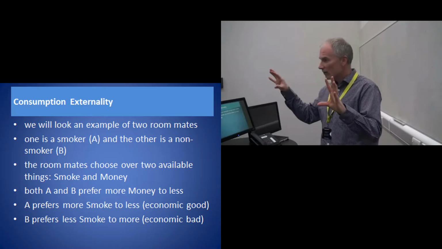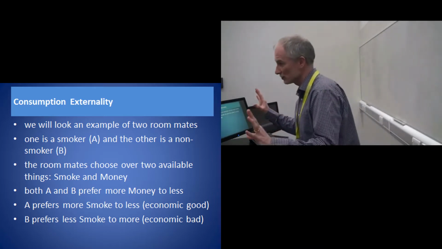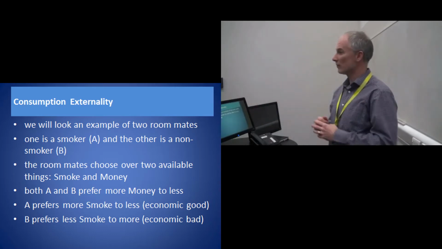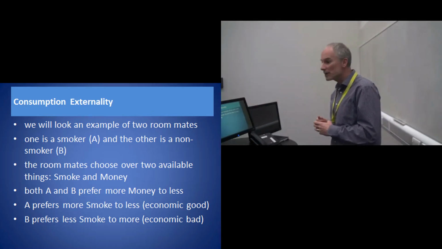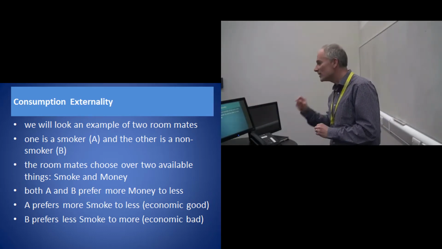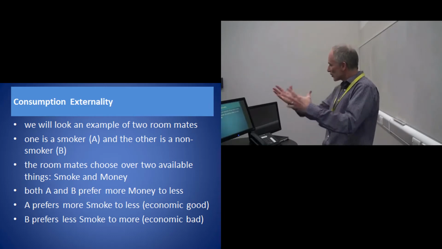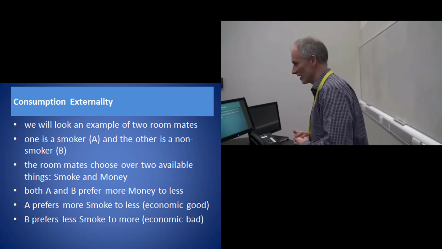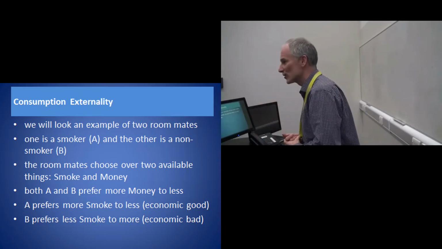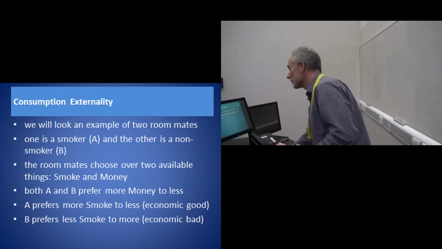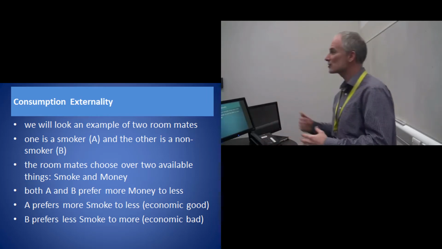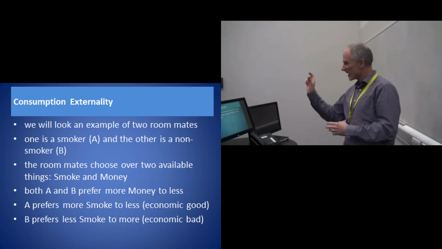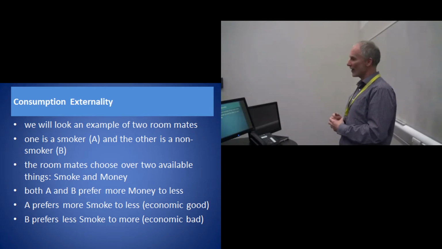Now, Person A and Person B are inherently different. Person A is a smoker. Person B, roommate B, is a non-smoker. So straight away, you can see some sort of conflict is going to occur. And the externality, as you can imagine, arises because of person A, and his smoking, and all the fumes and smoke that he generates. That is going to be our externality.